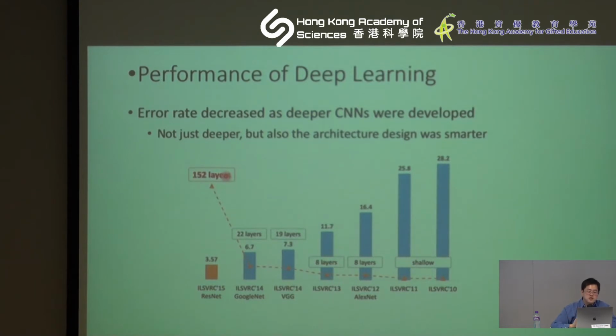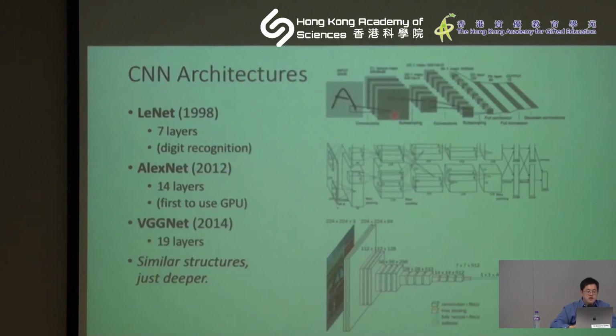But it's not just that it's a deeper architecture. It's actually that the design of this architecture is smart, and I'll show you an example of this. Here are 3 traditional convolutional neural networks that basically just add more and more layers. The first one is called LeNet by Yann LeCun. It was for digit recognition. It only has 7 layers. The first network used in ImageNet was called AlexNet. It has 14 layers. And this is VGGNet. It has 19 layers. It looks like this. They're all very similar, just deeper than each other.